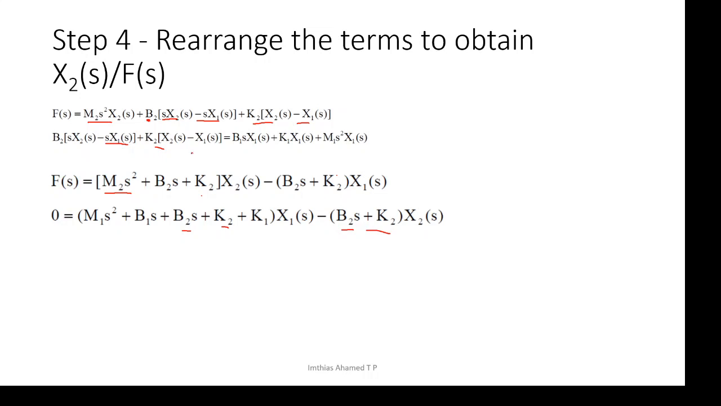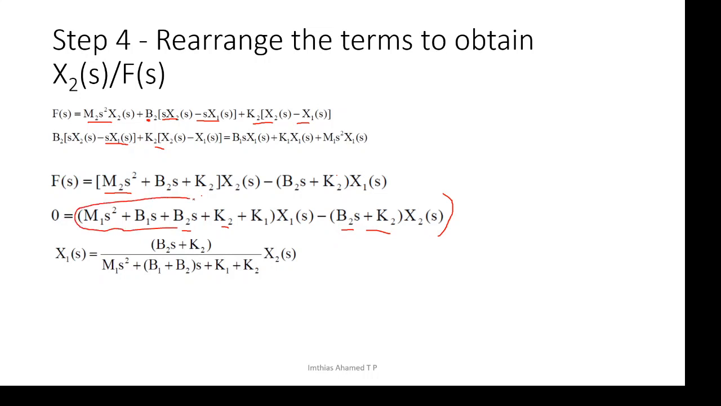So now what should I do? I want to eliminate x1. If you look at this equation, it's connecting x1 and x2. I don't want x1. So from this equation, I can get an expression for x1 in terms of x2. I brought this to the other side, so this entire term will go into the denominator. So X1 is (b2 s plus k2) divided by (m1 s square plus b1 s plus b2 s plus k1 plus k2) times X2. So you are almost done.